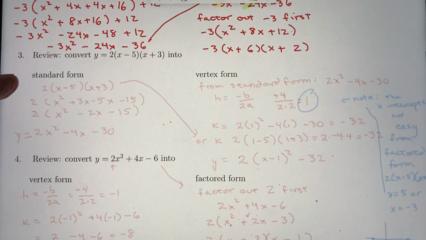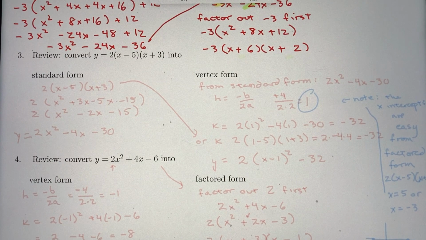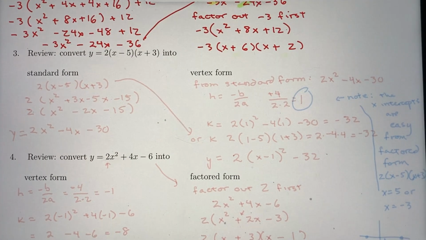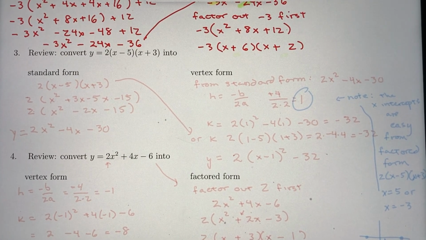If you're having a lot of trouble with factored form, remember that you can graph this and figure out what the x-intercepts are. The x-intercepts are easy to tell from factored form because from factored form, the x-intercepts are just going to be negative 6 and negative 2, for instance, on this problem.